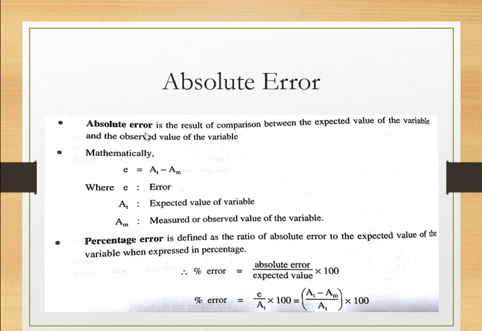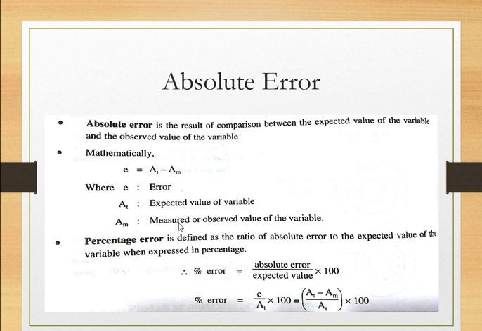So what do we mean by absolute error? Again, it is the comparison between the expected value and the observed value of any variable you are using in your applications. Mathematically, the error can be given as e = AT minus AM, where small e is the error, AT is the expected value of the variable, and AM is the measured or observed value of the variable. So AT is the expected value, T for expected, and M for measured.